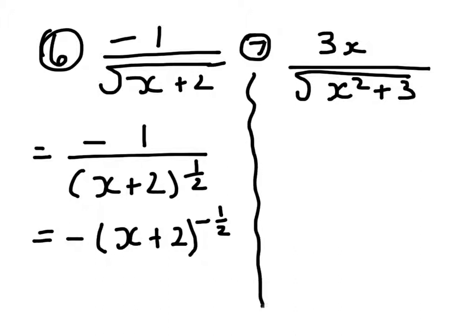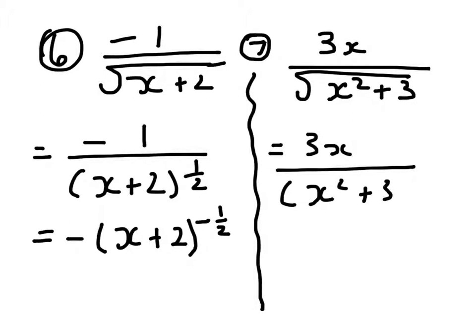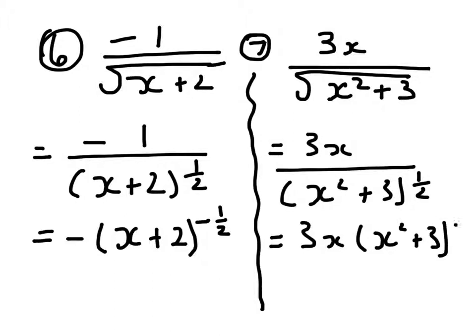What about number 7? A little bit similar, really. What we're going to say is that that's equal to 3x, and we are going to put it over x squared plus 3, all raised to the power of a half. And once again, I just take the denominator upstairs, and I can do that as long as I change the sign of the exponent. So it's equal to 3x times x squared plus 3 raised to the power of negative 1 over 2. Okay, and we'll learn rules that enable us to differentiate expressions like that reasonably shortly.